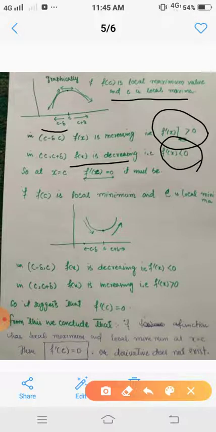which implies that at x equals C it changes behavior from increasing to decreasing, which implies that at x equals C the derivative must be 0, that is f dash of C equals 0.